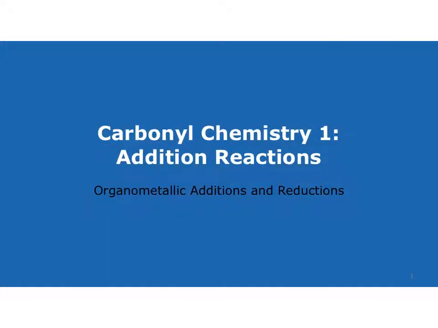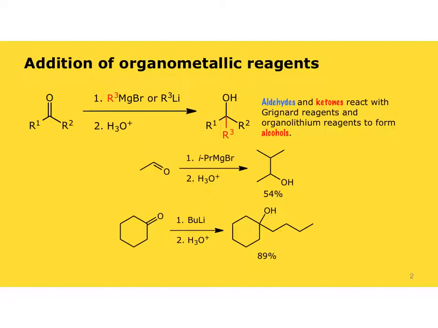The next addition reactions of carbonyl compounds we're going to talk about are those of organometallic reagents adding to aldehydes and ketones, and then hydride adding to aldehydes and ketones. Those are net reduction reactions because it converts the aldehyde or ketone into an alcohol. So let's start off with the organometallic reagents that you're already familiar with.